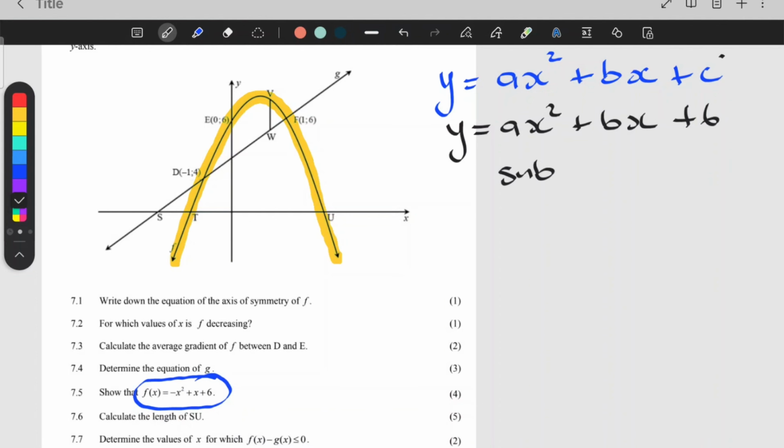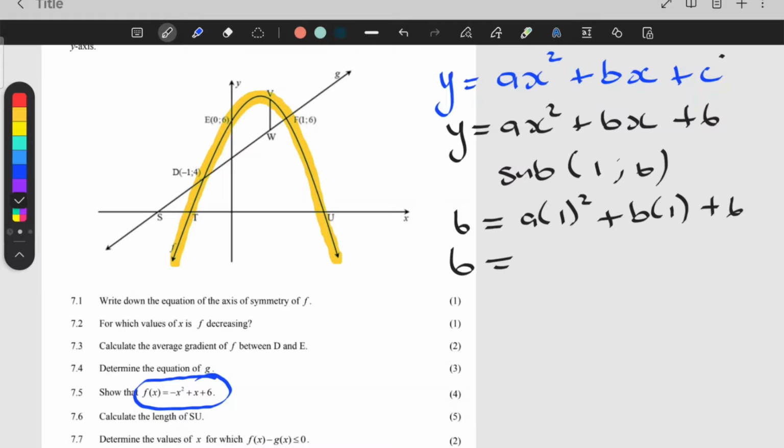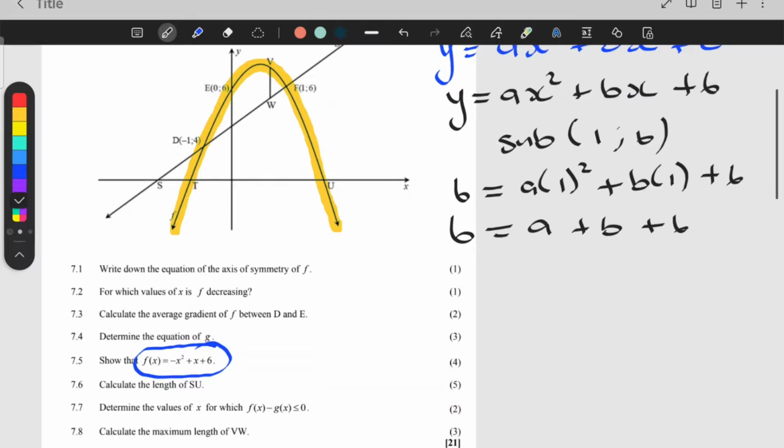So let's see if I sub in a point on the parabola. Let's sub in 1 and 6. So 1 and 6. So this becomes 6 is equal to a, this is now 1 squared plus b 1 plus 6. Okay, so I get 6, this is 1a, this is 1b plus 6. I get 0 to be equal to a plus b plus 6, and I bring the 6 over.